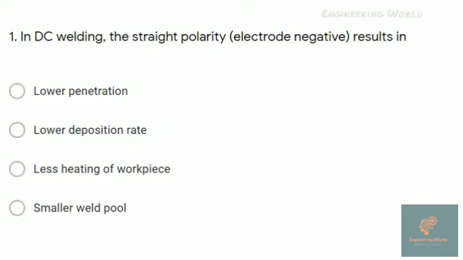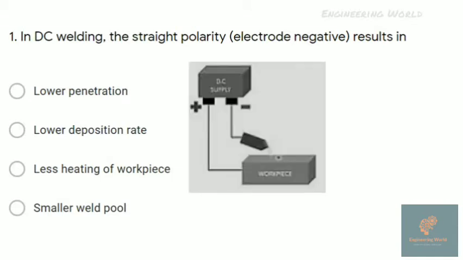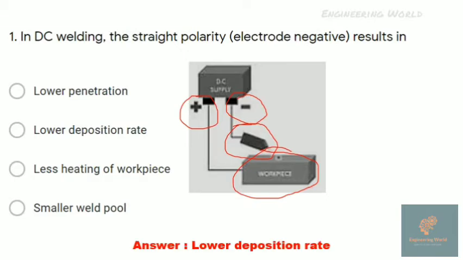The first question is, in DC welding, the straight polarity, that is electrode negative, results in. Actually, in DCSP, that is direct current straight polarity, the work is positive and the electrode is negative. Just a minute, I will show you. Here, the work is positive and the electrode is negative, and hence as work is positive, heat generated at work is high, so depth of penetration is high. As heat generated at the electrode is low, the deposition rate will be low.